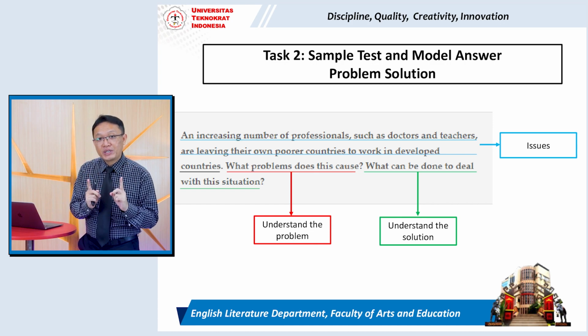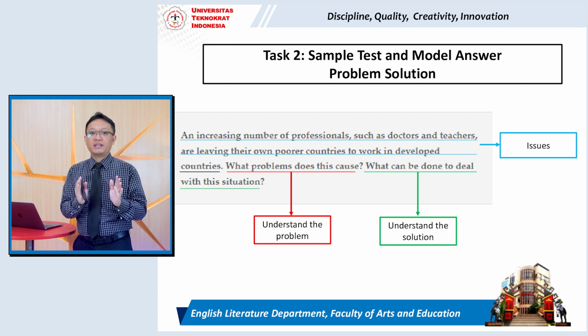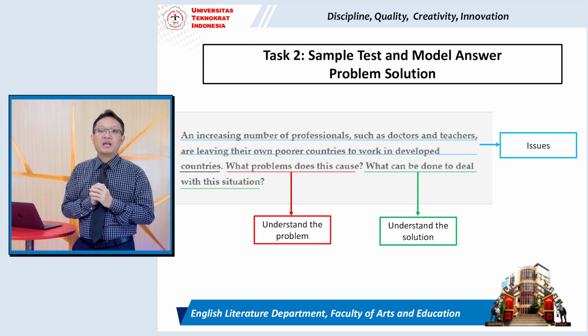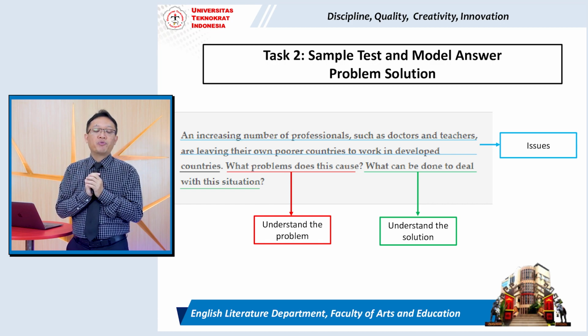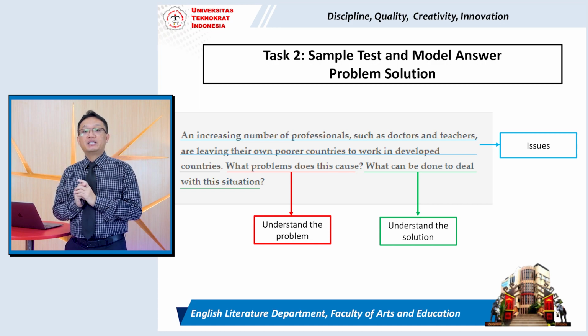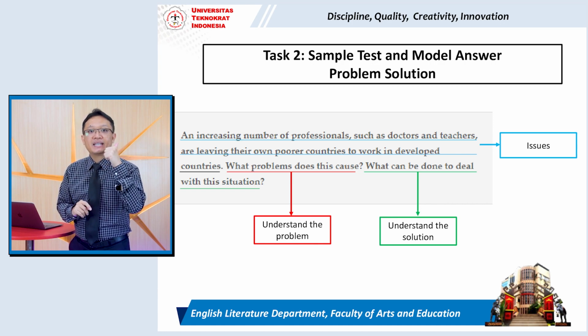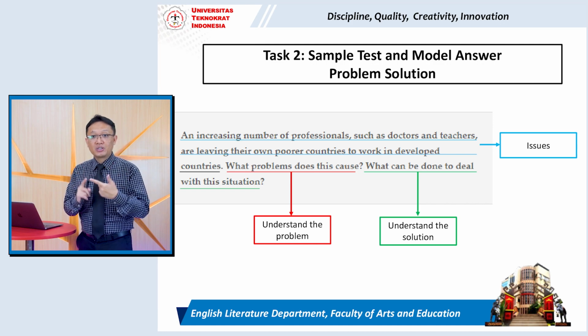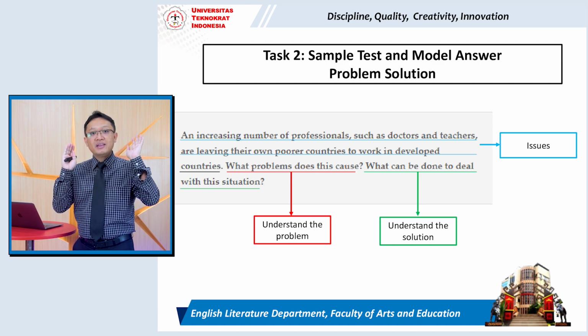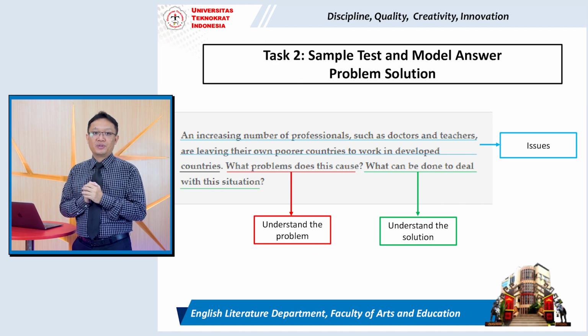Now, let's analyze this question one by one, because you need to understand what you have to write, because this is about how you respond to the question. Now, look again on screen. We pay attention to the first sentence, what we call the issue. In problem solution types of essay writing, they will start with the issue, and the issue is normally written in the first sentence. An increasing number of professionals, such as doctors and teachers, are leaving their own poorer countries to work in developed countries. So that's the issue, okay?